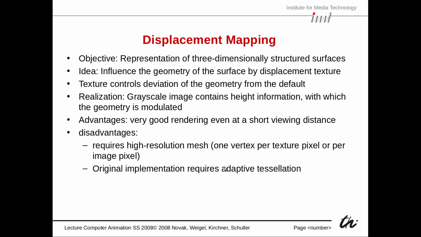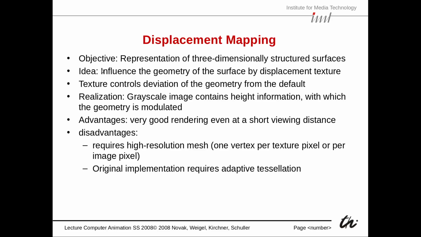Yeah, and this can also be used for the so-called displacement mapping. The objective here is the representation of a three-dimensionally structured surface. So say you have an orange or something like that, then you have those pattern on the surface, or the surface is kind of rough. And you can represent this as a pure image to give it the appearance of this roughness, but you can actually do more, and that's the goal of displacement mapping.